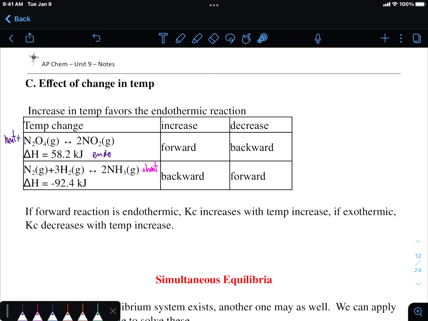So, because temperature shifts the equilibrium and because Kc is temperature dependent, Kc is affected. Whenever you apply a temperature change, you can expect that the Kc value will change as well. Right? So heat, here's a generic reaction.